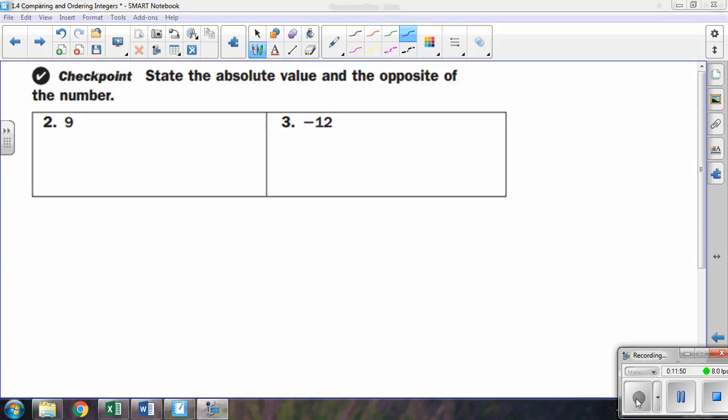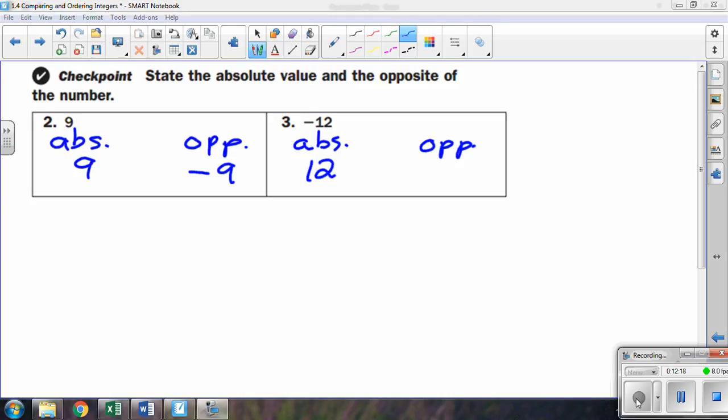All right, so quite quickly, what is the absolute value? What is the opposite? What's the absolute value of 9? Keep it positive. What is the opposite of 9? Negative 9. What is the absolute value of negative 12? Make it positive. And the opposite of negative 12? Change its sign to positive 12. We're done.